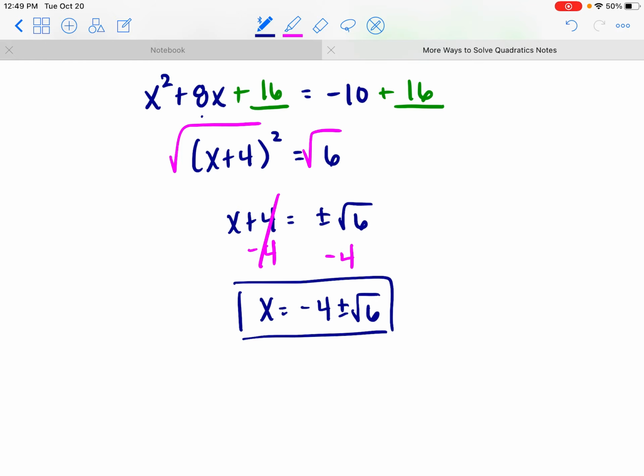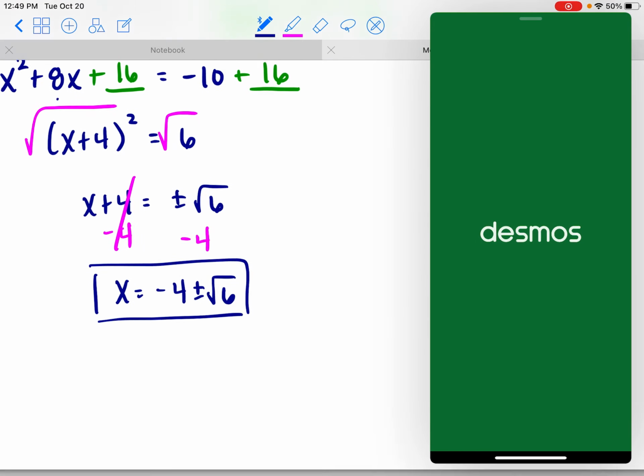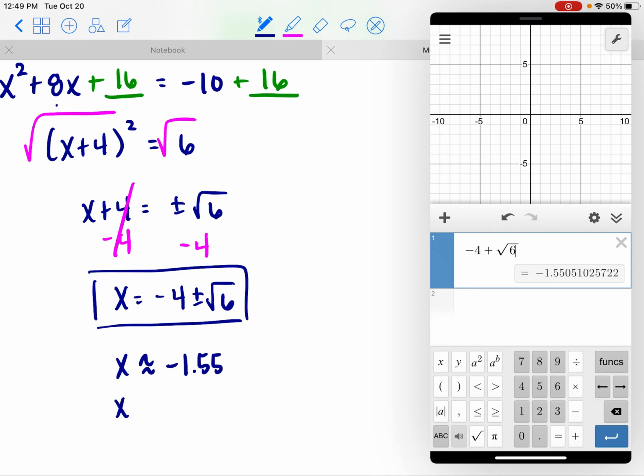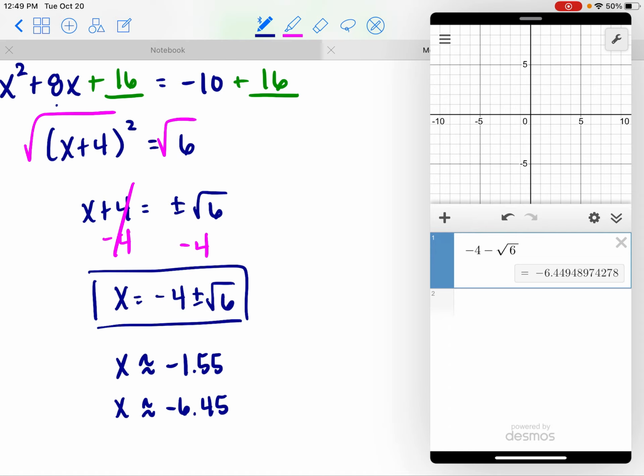So now remember, those solutions are ugly, but they just represent decimals. Okay, if you needed to approximate negative 4 plus the square root of 6, this is telling you that your solutions are approximately negative 1.55 and, let's see, negative 4 minus radical 6 would be negative 6.45. Okay, so you have these two approximate solutions.